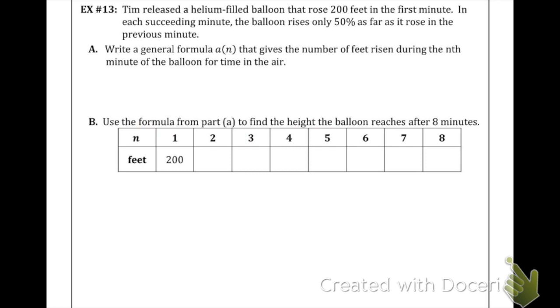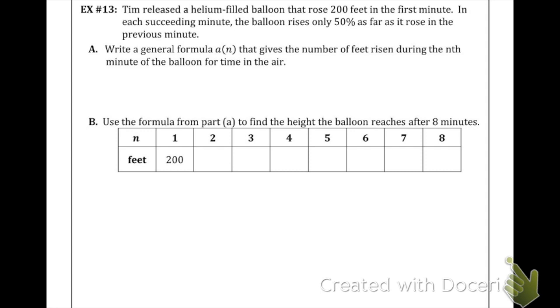All right, let's finish with our 2 application problems. Example 13, Tim released a helium balloon that rose 200 feet in the first minute. In each succeeding minute, the balloon rises only 50% as far as it rose in the previous minute. So it's cutting by half each time. Write a general formula, a sub n, that gives the number of feet risen during the 9th minute of the balloon for the time in the air.